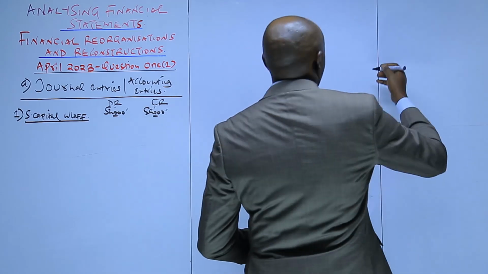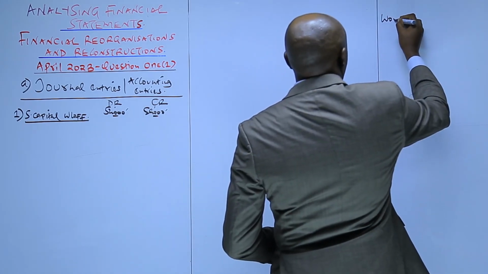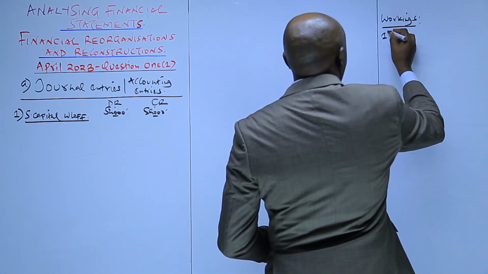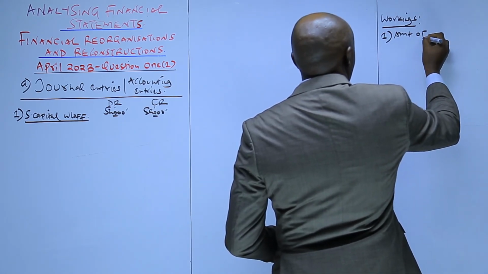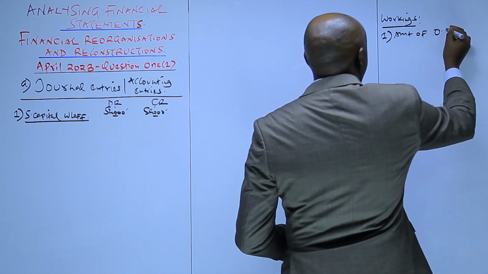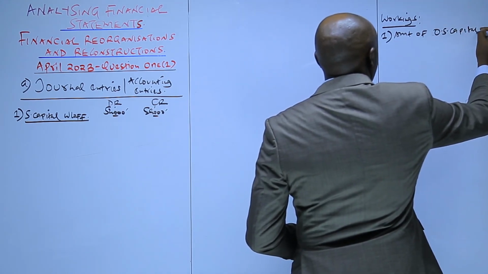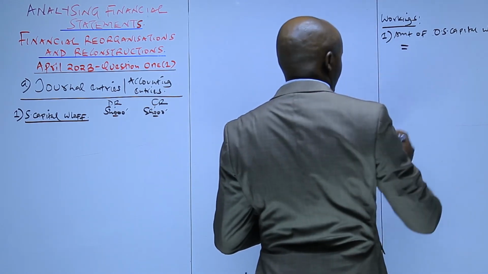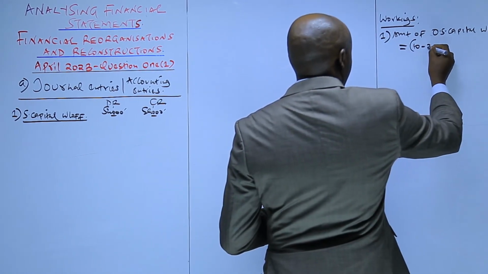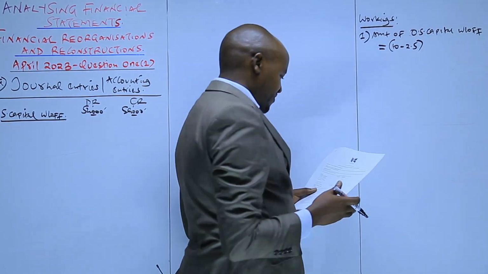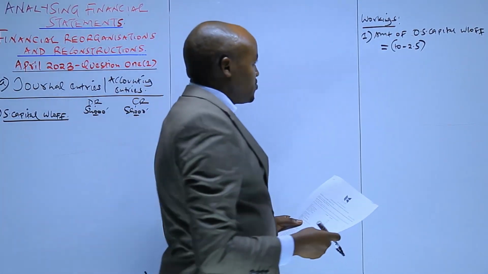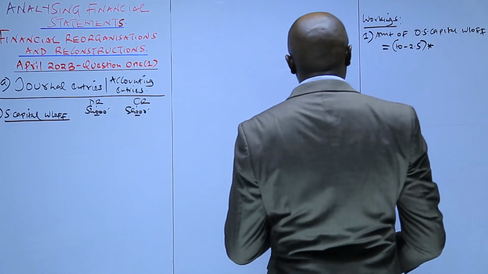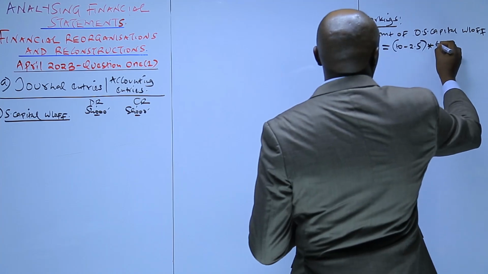I think we can have our workings here, somewhere here. Workings. And the first working here is to compute the amount of ordinary share capital written off. In this case, the amount of share capital which will be written off per share will be 10 minus 2.5. The par value per share was 10, but we are told that will be reduced to 2.5. So the difference, which is 7.5, is the amount to be written off. And then we need to multiply that with the number of ordinary shares issued by the company.